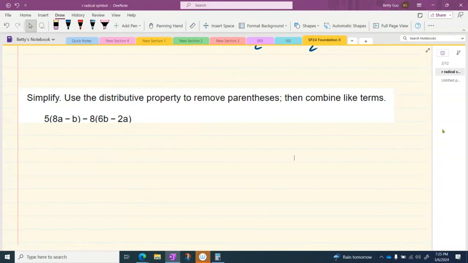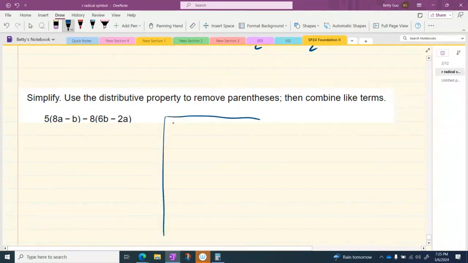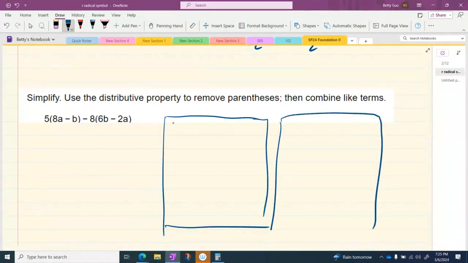I don't really use the box method when I solve a problem. I just use it to display the information and help you organize it. So the first part is 5 times (8a minus b). And the second part, knowing the coefficient of the second parenthesis is negative 8, is negative 8 times (6b minus 2a).